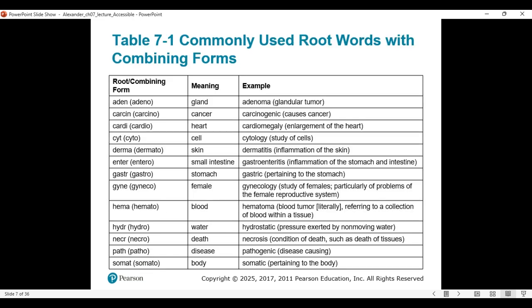Here's some commonly used root words with combining forms. I'm not going through all of them. We will hit some of the big ones like cardio, which means heart. Gastro means stomach. Hemo means blood, and so on and so forth. These are all in your book, and it would be a good idea for you to study these.